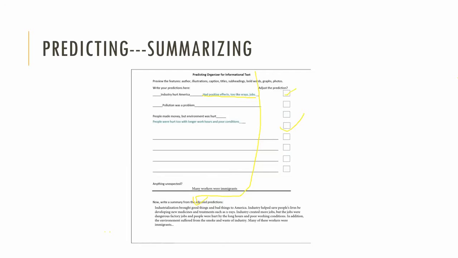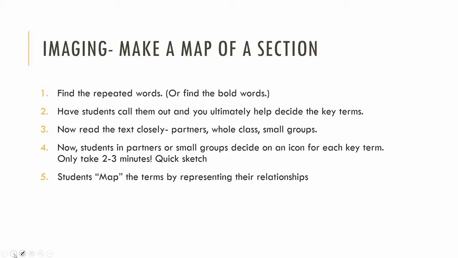The next strategy I think is very helpful for struggling readers, particularly when we think about the vocabulary. Martha mentioned that there is higher level academic vocabulary throughout this textbook, and that is where students can get really stuck not knowing what that word is. So one strategy that I find successful for students is imaging and sort of making a map of a particular section. And so for this strategy, you would take a selection of text, and students either find the repeated words, or maybe in a textbook situation it's those bolded words that show up.